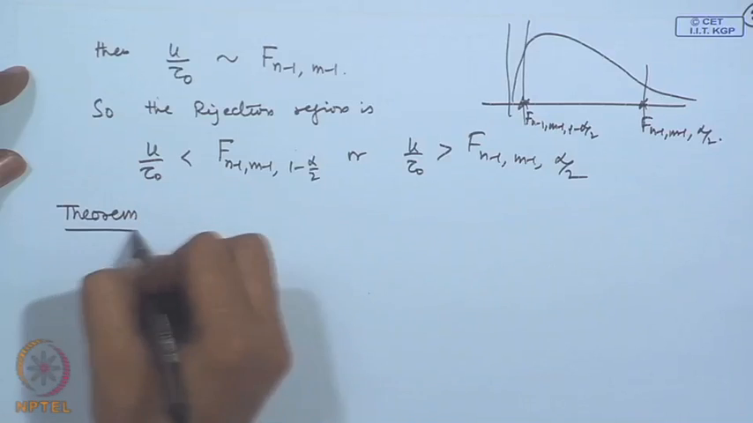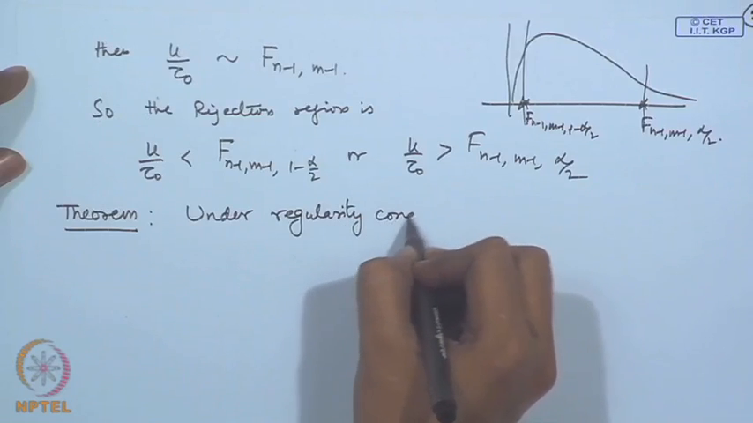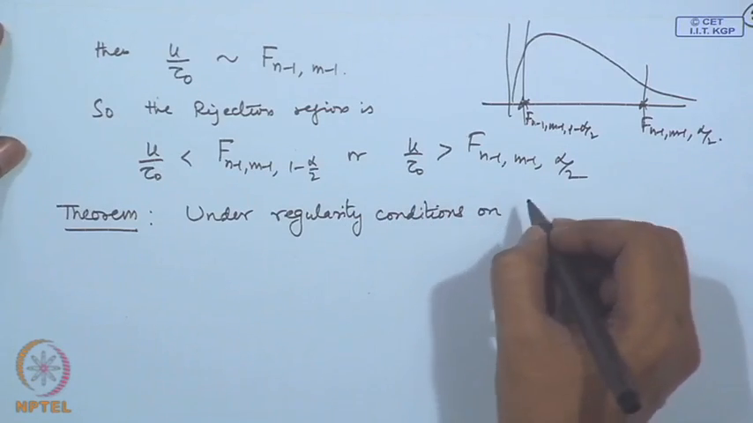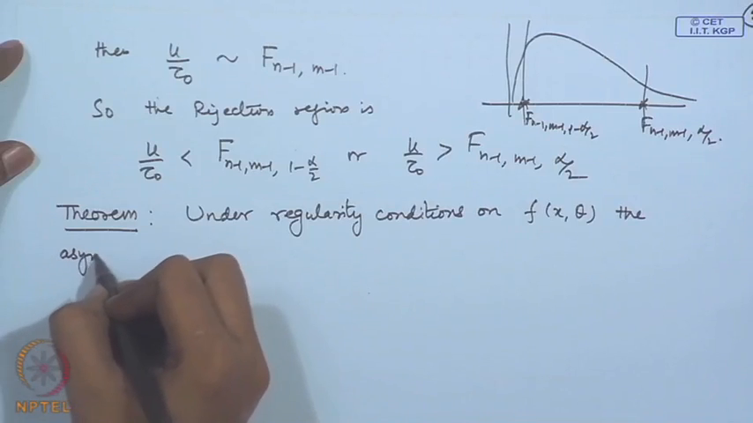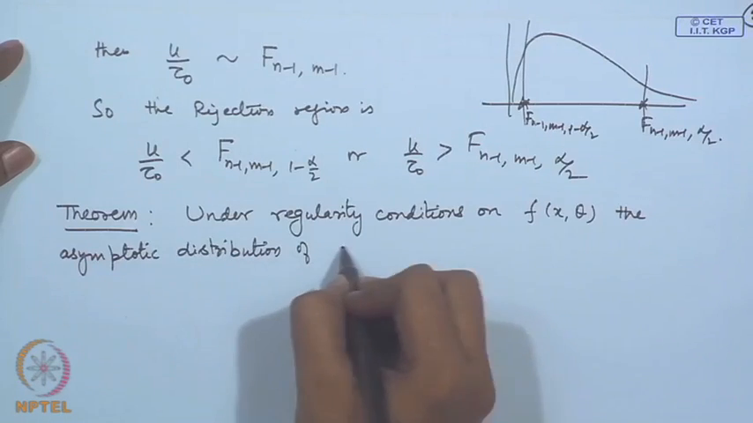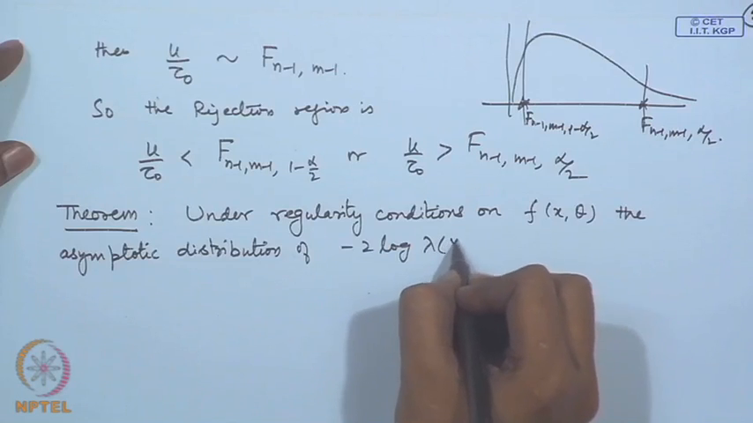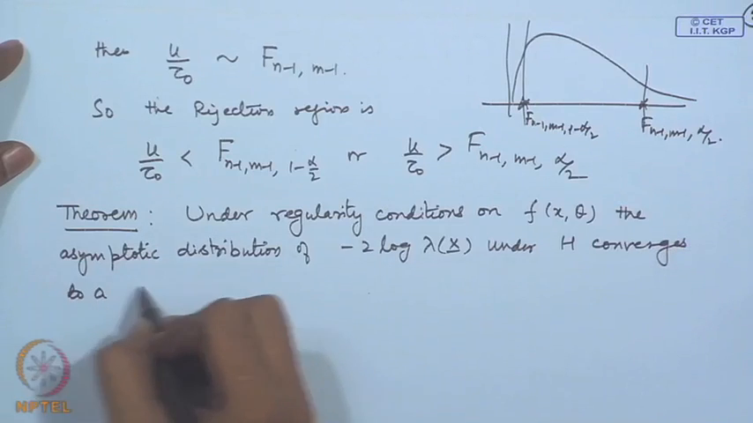Now, under the same regularity conditions, because here we are dealing with the likelihood function, the asymptotic distribution of the likelihood ratio test statistic can also be found. So, I will state the result without the proof here. Under regularity conditions on f(x, theta), the asymptotic distribution of minus 2 log of lambda(x) under H converges to a chi-square distribution.